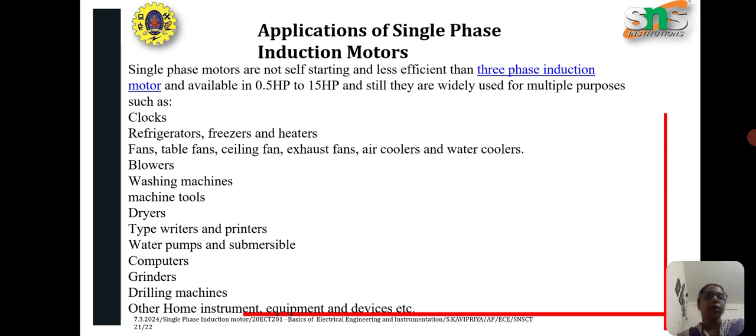So that's all about the construction, working principle, types and applications of a single phase induction motor.